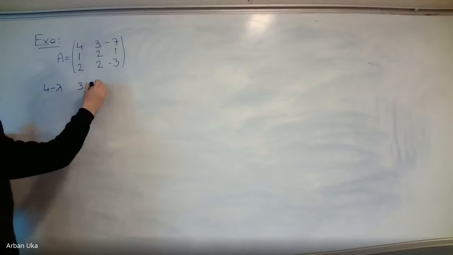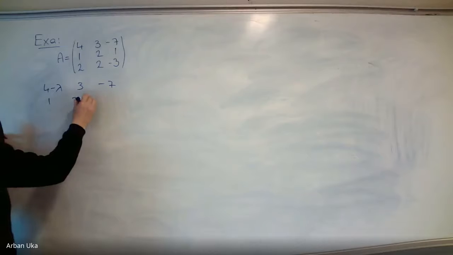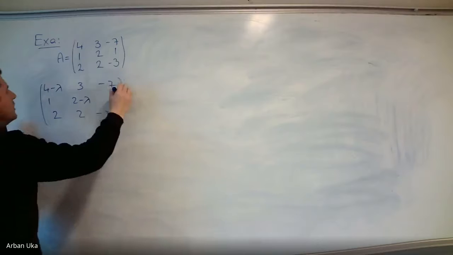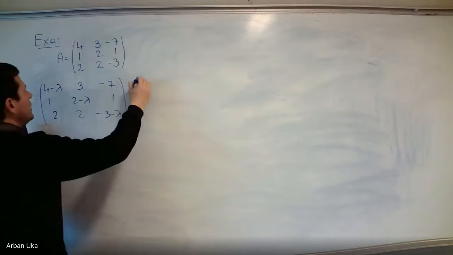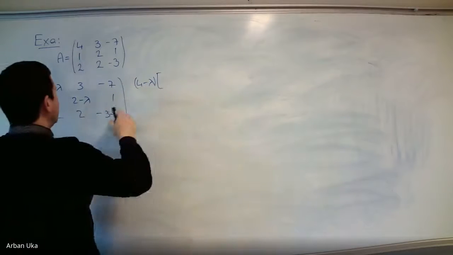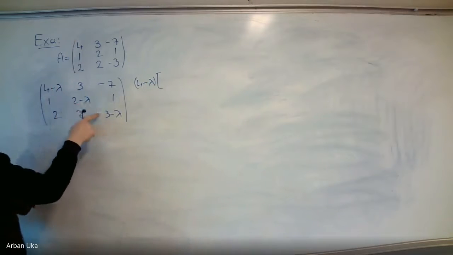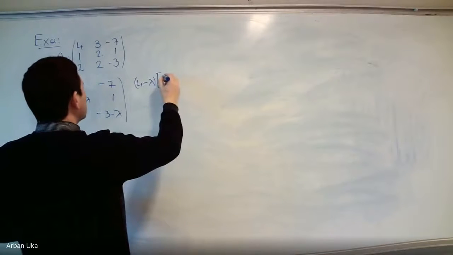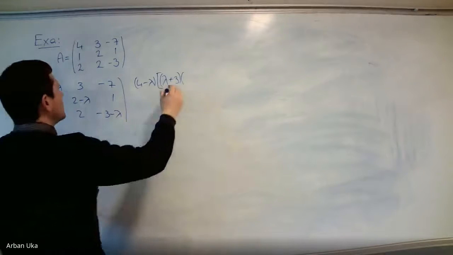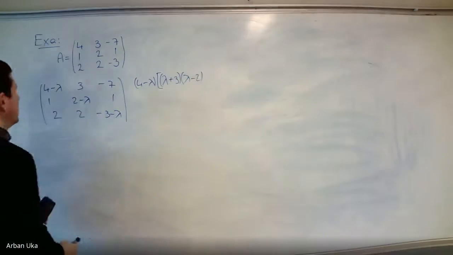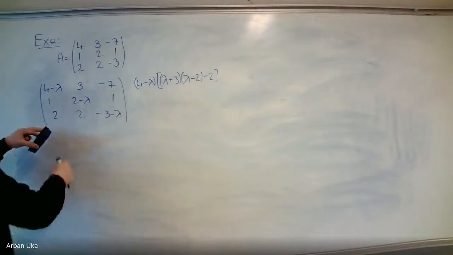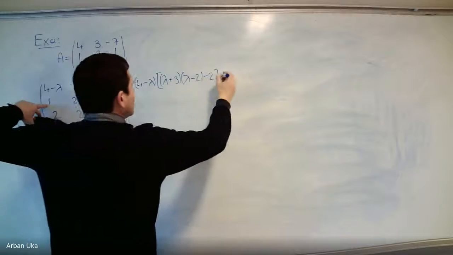4 minus lambda, 3 minus 7, 1, 2 minus lambda, 1, 2, 2 minus 3 minus lambda. And we have to write a determinant, which is going to be equal to 4 minus lambda times 2 minus lambda. And by the way, I can multiply this by minus 1 and this by minus 1. And we can write this one as lambda plus 3 times lambda minus 2 times lambda minus 2 minus 2.